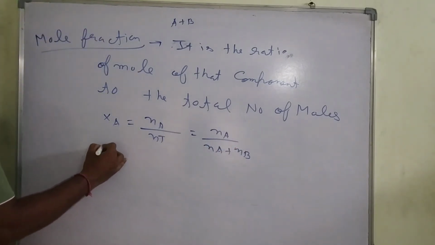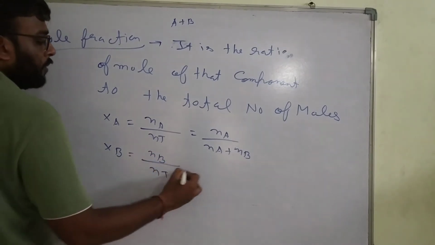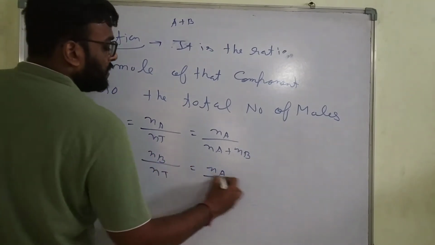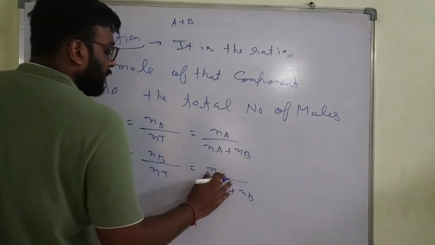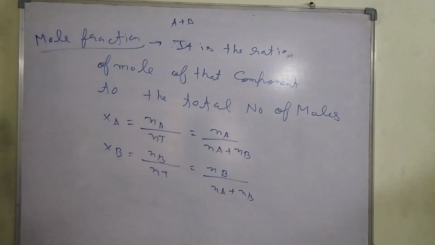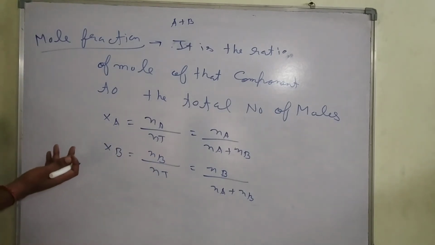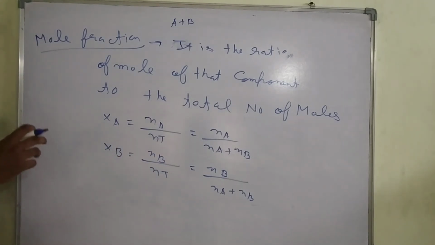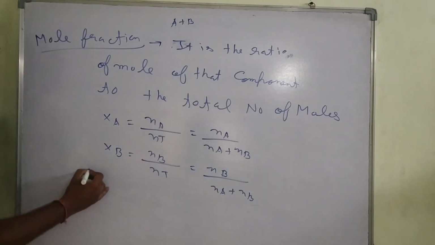What is the relation for XB? NB upon N total. What is that N total? Na plus NB. Sorry, I am talking about the XB. That's why it is NB upon Na plus NB. If three components A, B, C are there, then Na upon Na plus NB plus NC, and whatever total number of moles are there, you can write over there.